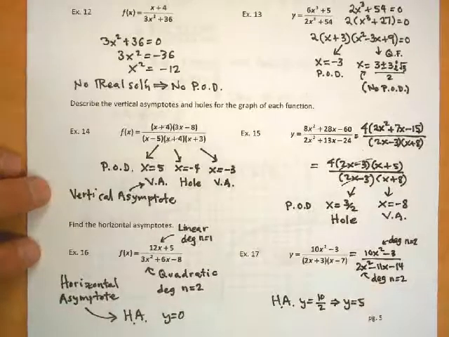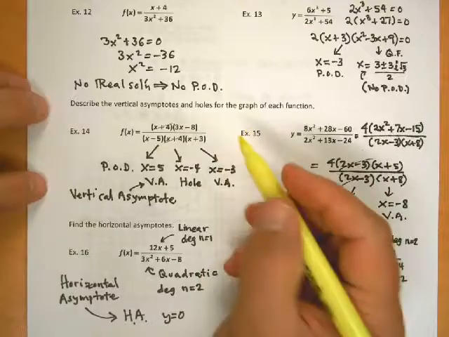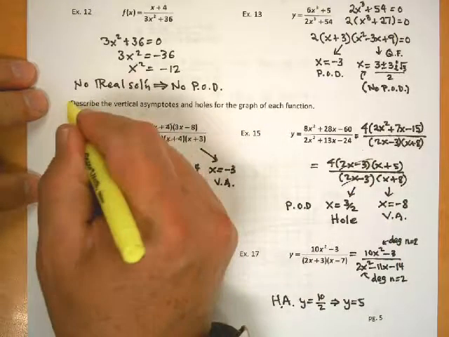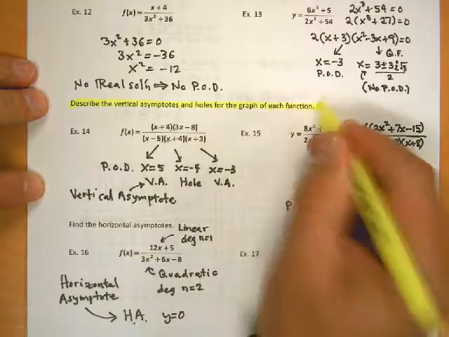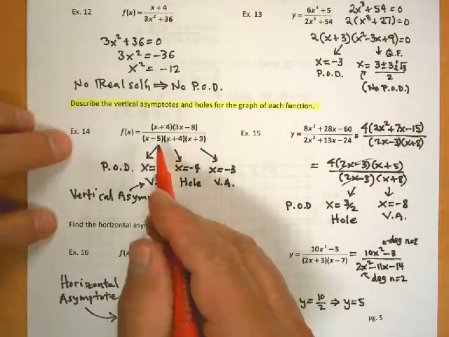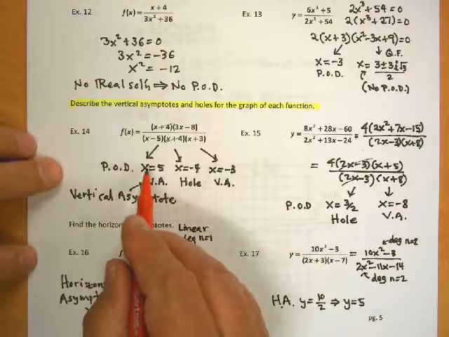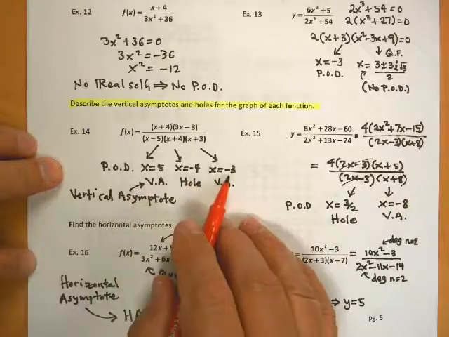Okay, in example 14, we have a different set of instructions. We're supposed to not only find the points of discontinuity, it doesn't even tell us that, but you have to do that first, and you have to decide whether they're vertical asymptotes or holes. So you can see that I've already got this first one factored, which leads us immediately to these points of discontinuity, 5, -4, and -3.